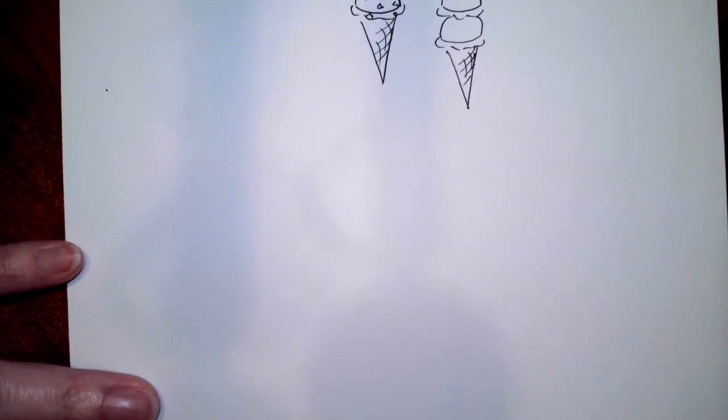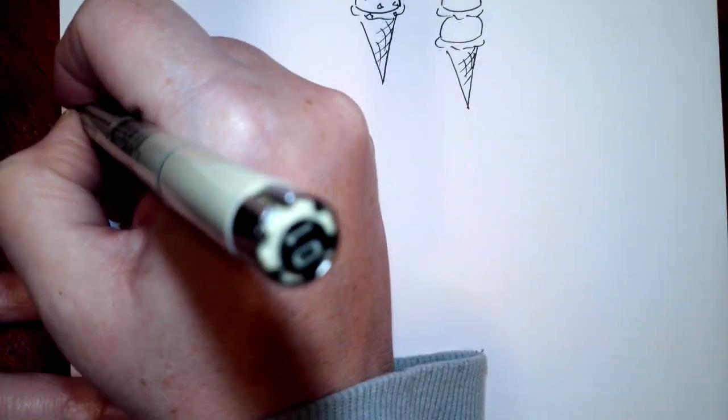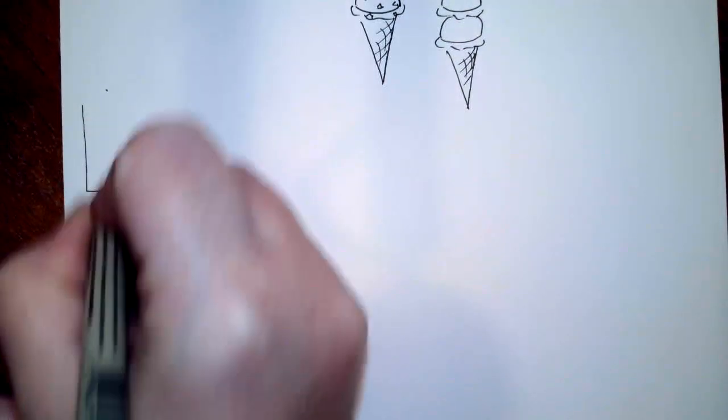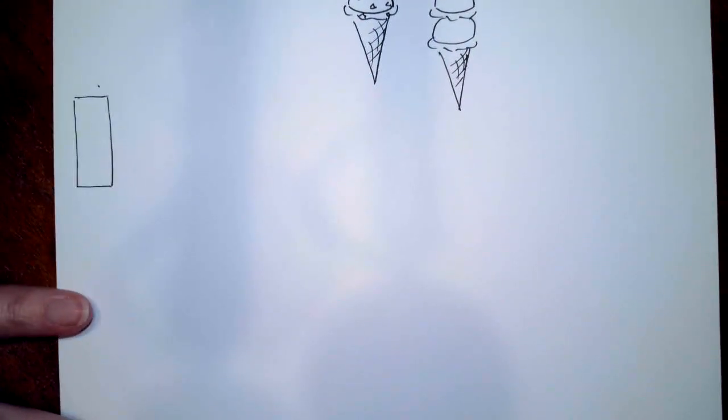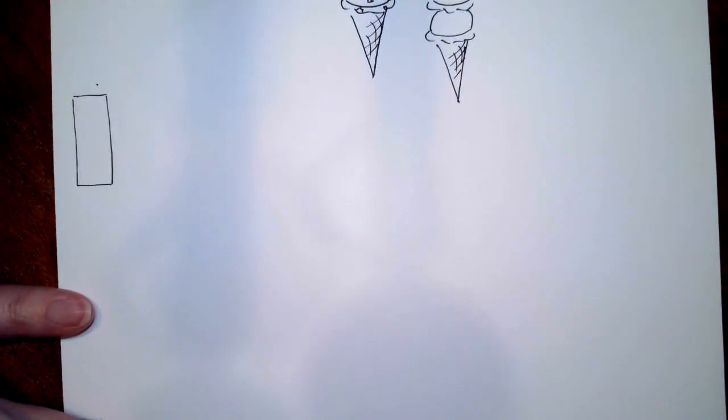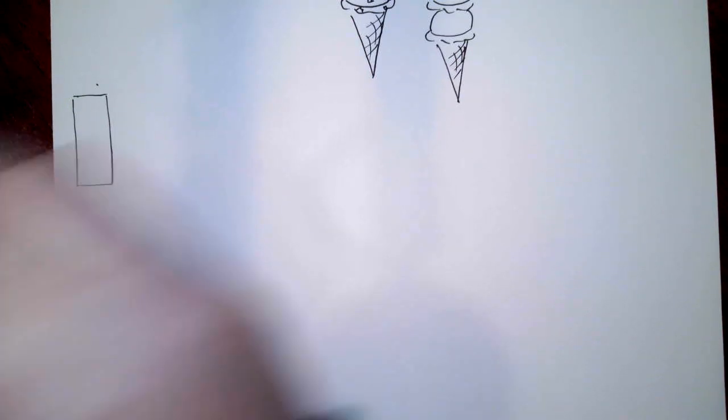Now, the next shape is going to be the rectangle. And guys, don't forget, you can go back and pause and rewind anytime that you need to on these videos. Okay, pause, rewind, re-look at it, try it again. It's at your pace, okay?